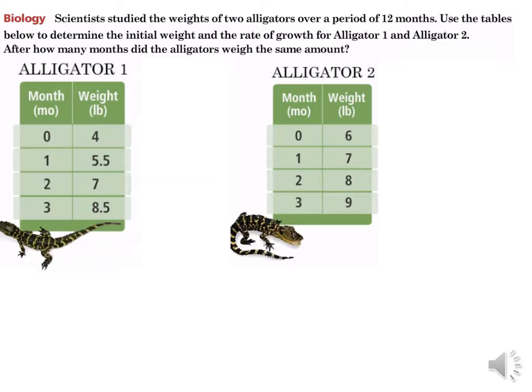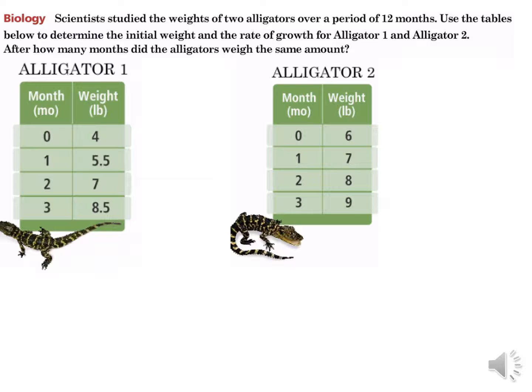Now we have an alligator situation here. We have scientists studying the weights of 2 alligators over a period of time. Alligator 1, this is his table with his weight. Alligator 2, this is his table with his weight. It wants to ask how many months did the alligators weigh the same amount?